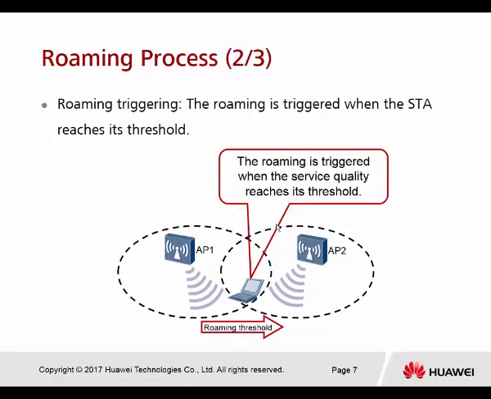The roaming is triggered when the STA reaches the threshold. Now it has already reached the edge. This is the coverage of AP number 1. So the roaming threshold: the roaming is triggered when the service quality reaches its threshold. The PC will understand, because when the signal becomes very weak and is almost lost, it will know this might be the threshold for the AP.